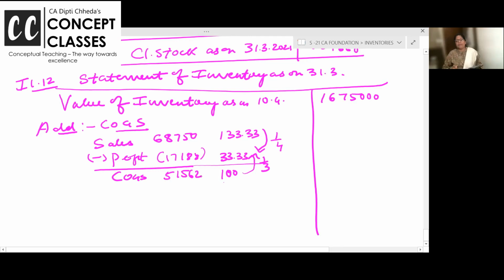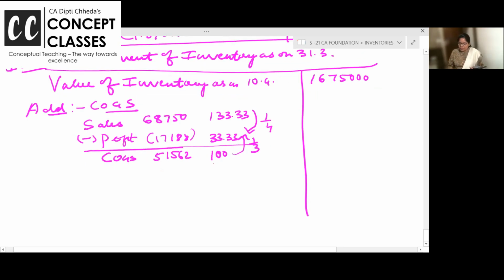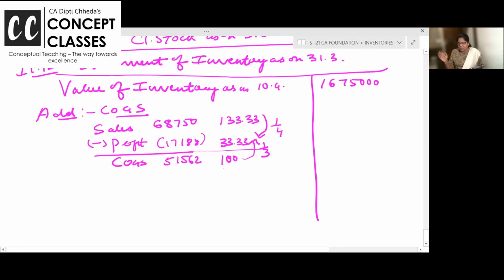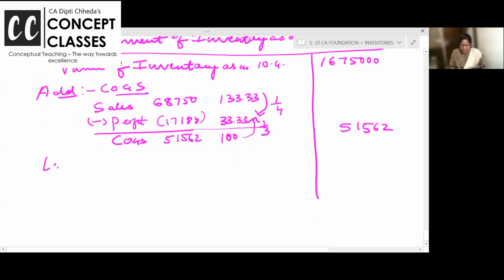51,562. Now tell me, what I am doing, is it clear to all of you or not? 1st April to 10th April, cost of the goods which are sold is 51,562. Add back because they were there in the godown on 31st. Now less.